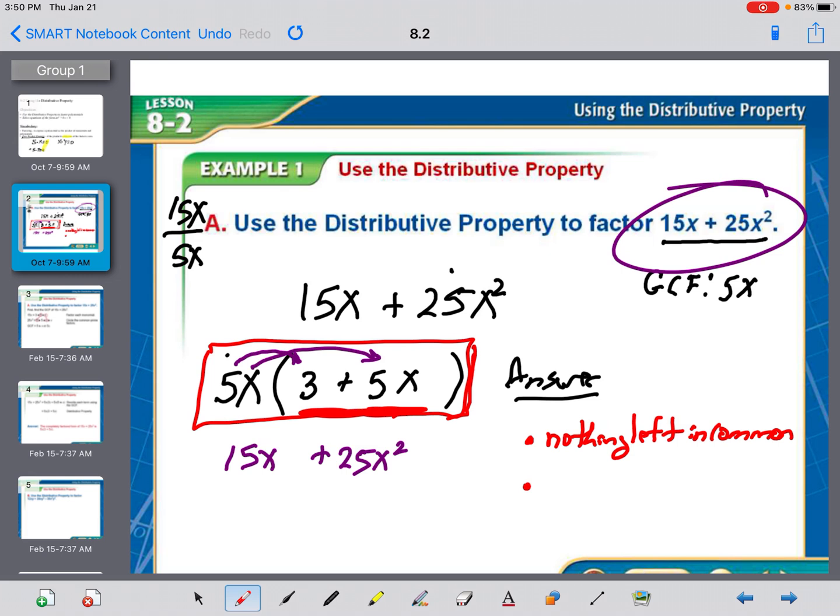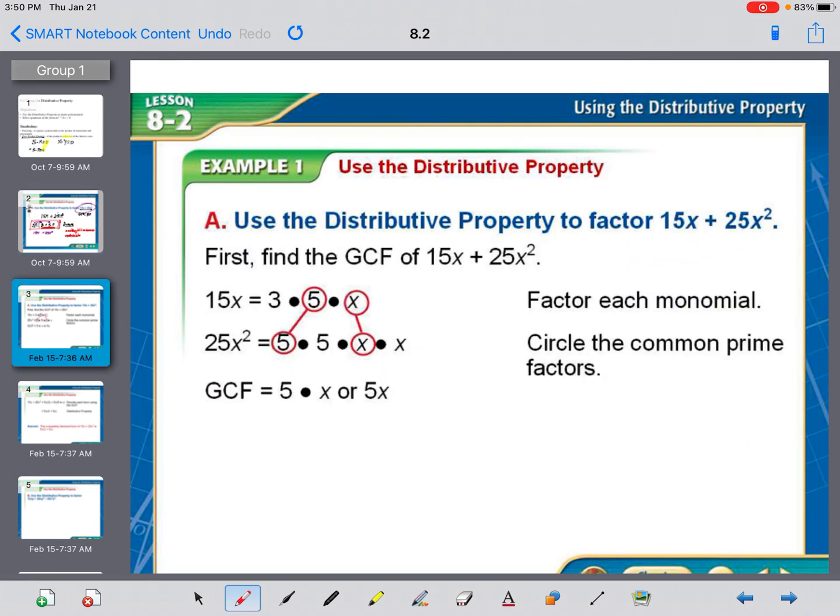When you look inside the parentheses, you can't have anything left in common with what's left in there. And the other thing is you have to be able to redistribute and get back what you started with. And that's what I was doing right here. I was redistributing and checking to see that it really did work. Because if it doesn't, then you missed it somewhere. And it's amazing to me how many people turn in paperwork and they miss things that they should have been able to easily check and correct. And they just don't.